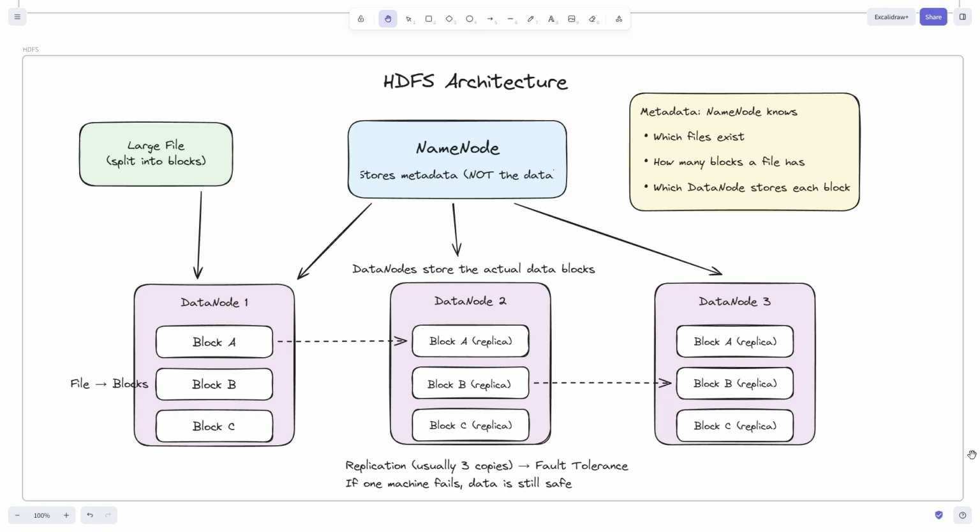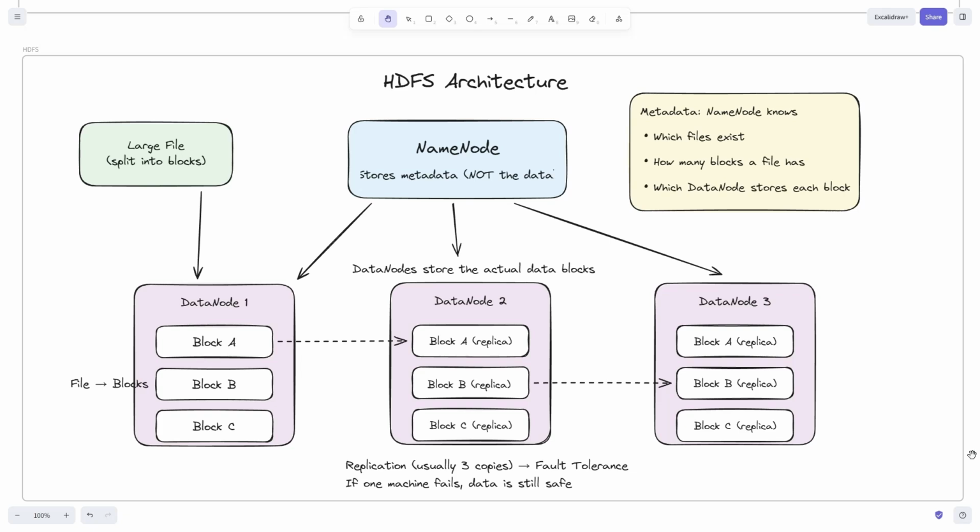NameNode. The NameNode acts as the master of HDFS. It does not store actual data. Instead, it stores metadata such as file names, directory structures, and block locations. This allows Hadoop to quickly locate where data is stored in the cluster.